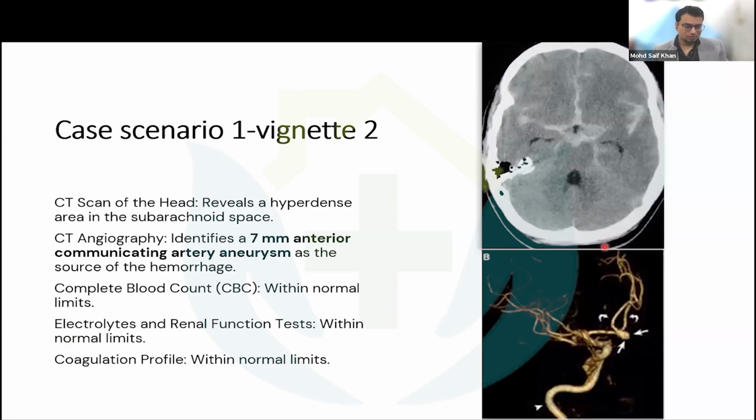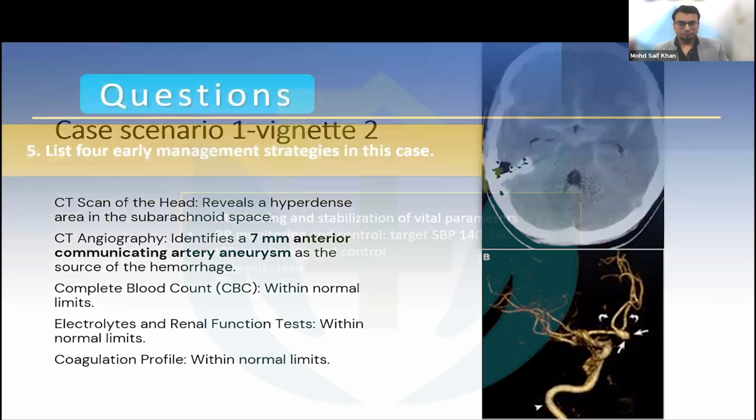Okay, so shall we go ahead? Is there any doubt? Any candidate having doubt here? Okay, shall we go ahead? So the CT scan of this patient showed a hyperdense area, and angiography showed a 7 millimeter anterior communicating artery aneurysm. Otherwise, other investigations were normal.